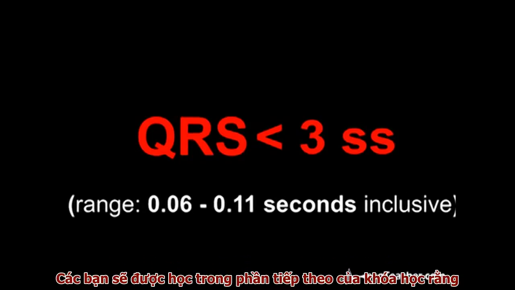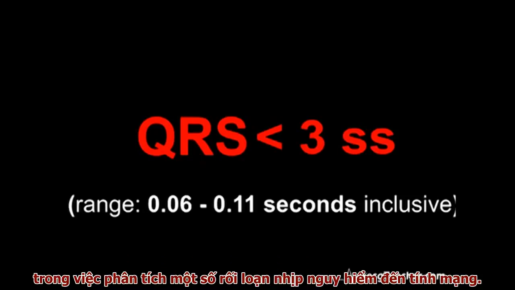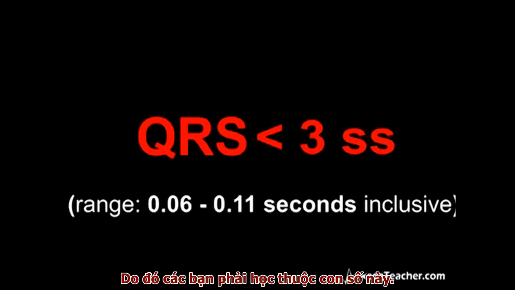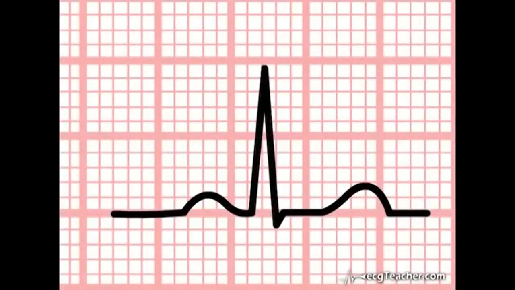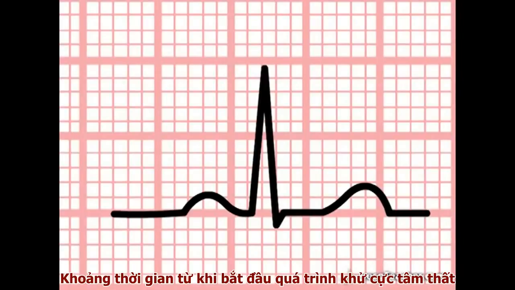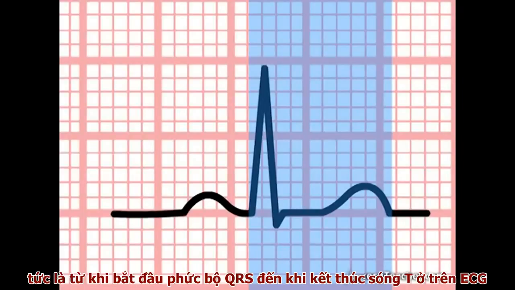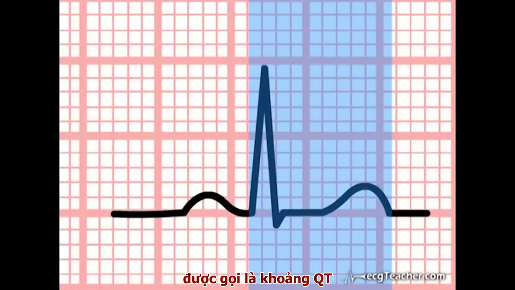You will learn later in this course that the width of the QRS complex is absolutely central to the ECG interpretation of life-threatening arrhythmias. You must remember this number. The duration of ventricular repolarization is also important in clinical practice. The time between the onset of ventricular depolarization and the end of ventricular repolarization, that is the beginning of the QRS complex and the end of the T wave on the ECG, is termed the QT interval.